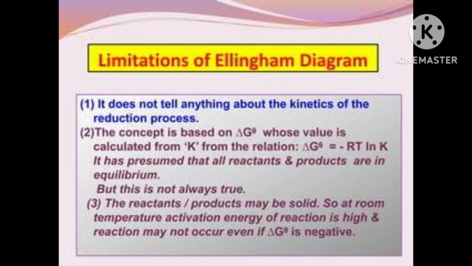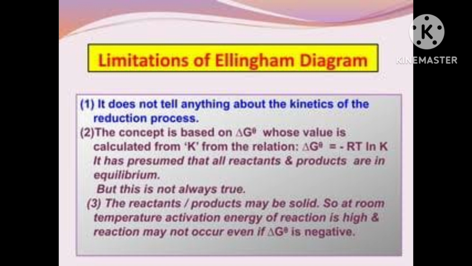Now I have discussed the positive points, but some limitations are also there. A question is asked about the limitations of the Ellingham diagram. I told only positive points, but what are its negative points, meaning limitation or failure, where it fails? There are 2 main points.